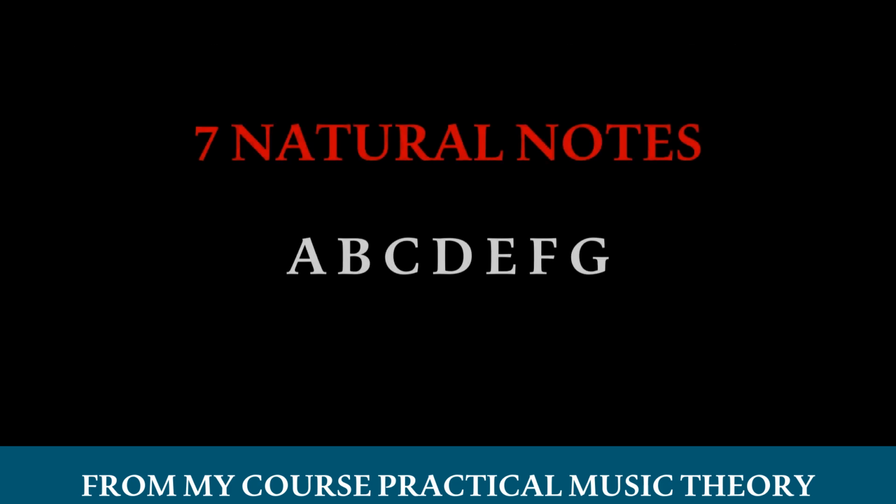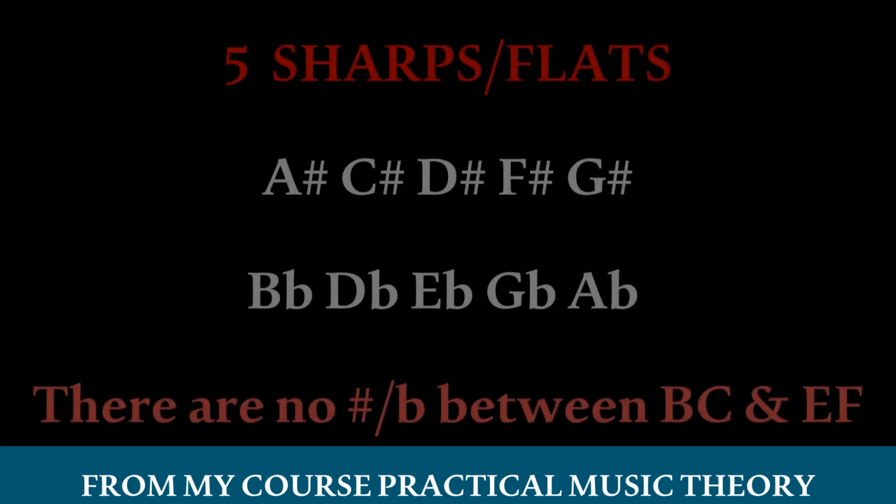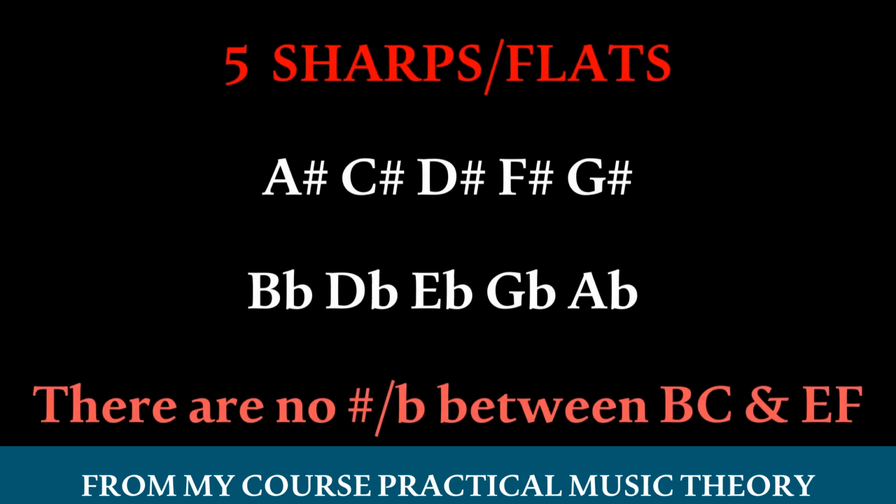Of these, 7 notes are natural notes A, B, C, D, E, F, G, and there are 5 sharps or flats located in between these natural notes. These are the A sharp, which is the same as B flat and is located between A and B. The C sharp is similarly located between the C and D and can also be called the D flat. D sharp or E flat is located between D and E. F sharp is located between F and G and is the same as the G flat. And lastly, the G sharp is the same as the A flat and is located between notes G and A.